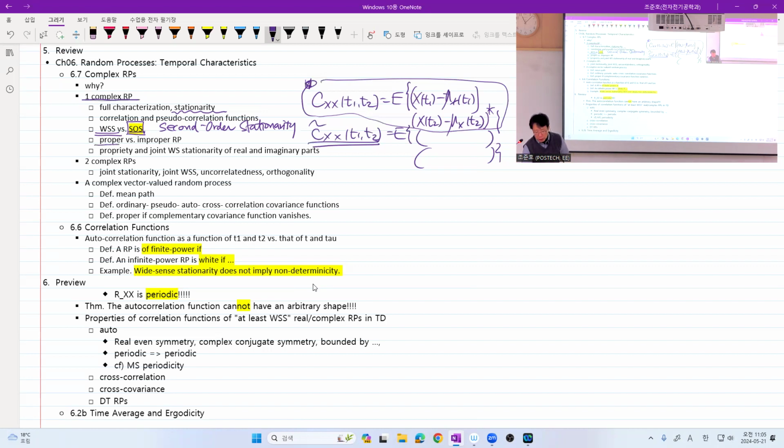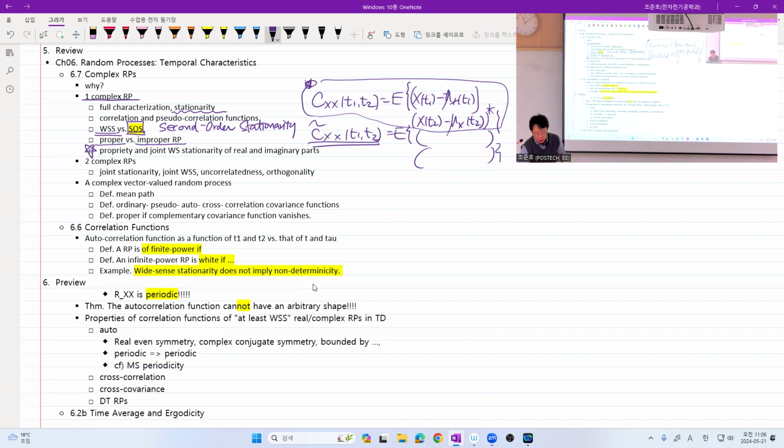And also, since we handle complex valued random variables, we also want to define proper complex random processes and improper complex random processes. The definition is very simple. If the complementary covariance function is 0 for all t1 and t2, then the complex random process is called proper. Otherwise, it is called improper.